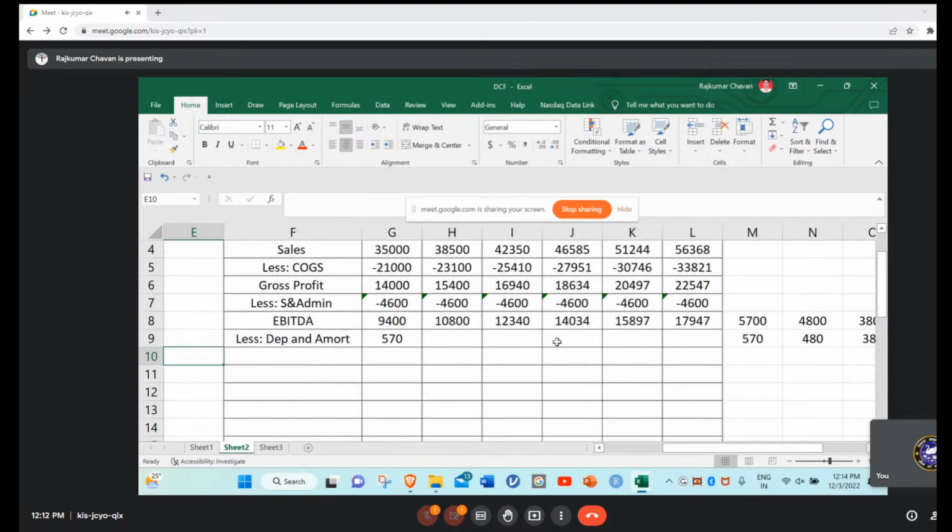Can you see that? Now what should we do? No need of typing one by one. Just click here and drag it on right side. All the answers will come automatically. Is it not?